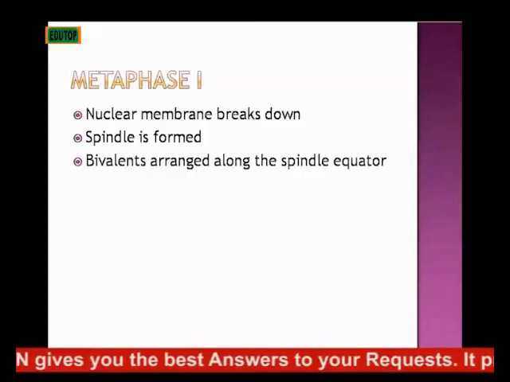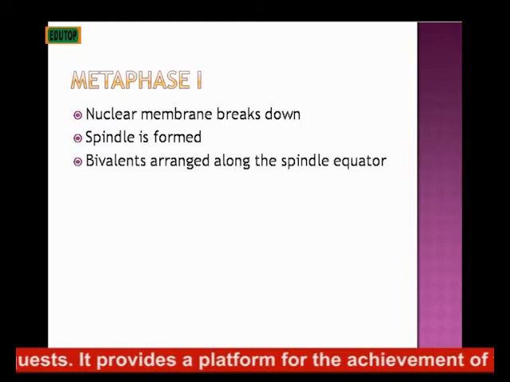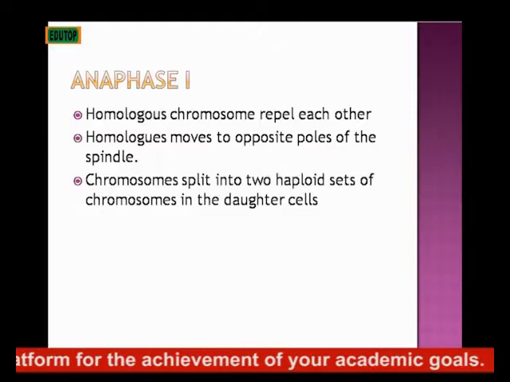The nuclear membrane breaks down, then the spindle is formed. The spindle occurs at the extreme end of the cell. Then the bivalents are arranged along the spindle at the equator. In anaphase 1, the homologous chromosomes pair with each other.